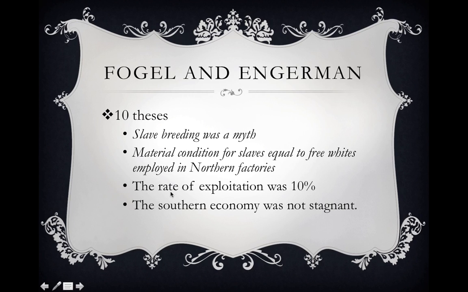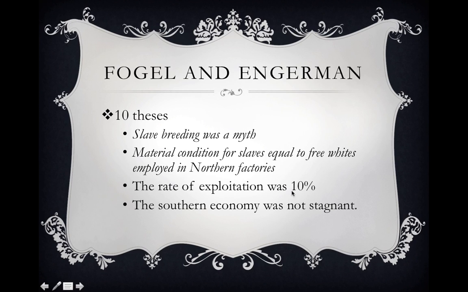Also, the rate of exploitation they estimate to be about 10%. Basically, that's the amount of labor or the production of the slave workers that was expropriated by the slave owners. So let's say if they were producing $100 worth of output, the slave owners were taking roughly 10%, or $10 for every $100 of production. This was considered controversial because other estimates placed this as much higher. Some of them actually placed estimates closer to 50%.